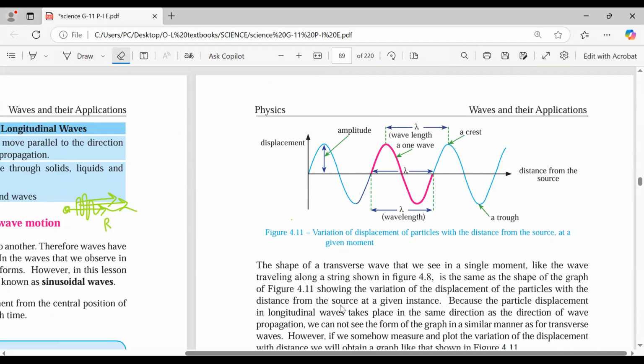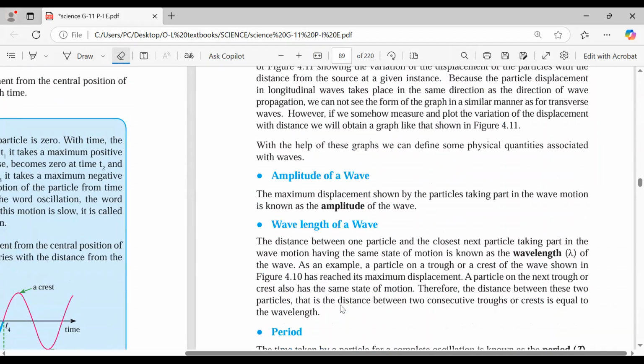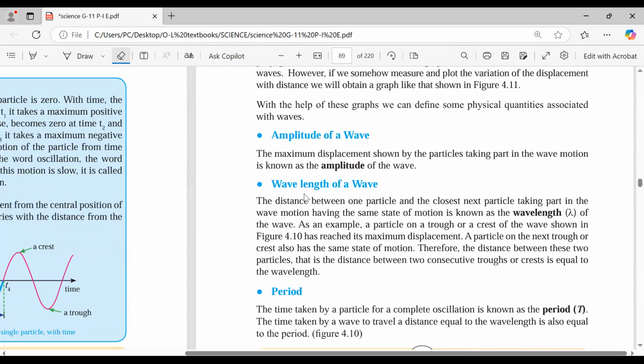Okay. Wavelength of a wave, what do we call it? The distance between one particle to the closest next particle taking part in the wave motion having the same state of motion. That's what we call the wavelength. So to get the wavelength, what do you have to do? Always measure the distance. Underline this word, two consecutive troughs or crests. A trough to trough or crest to crest. You have to measure the distance.